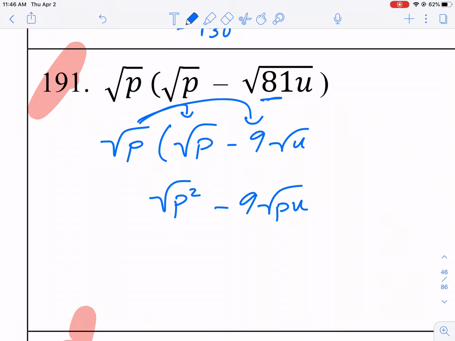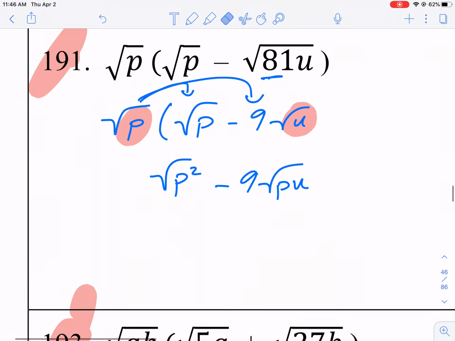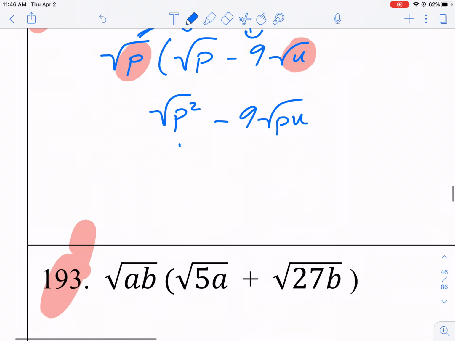So when we multiply this out, we can only multiply those things under the radical together. Like, the p does get multiplied by the u, but the 9 is actually being multiplied by, like, this 1 that's out here, that we don't write. All right, now square root of p squared is just p minus 9 square root of pu.